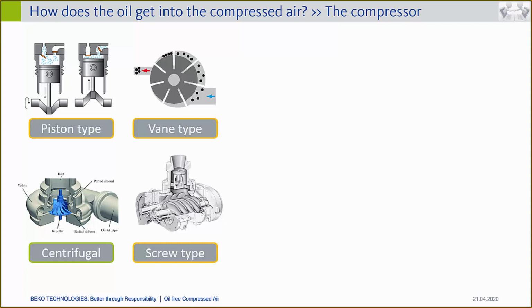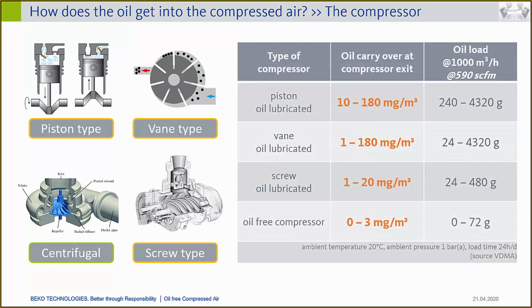So what is now the influence, or what is the oil carryover into the system? That is displayed on the next table that will appear, and the numbers of this table are based on the experience from the VDMA. So here you can see that we have a quite different amount of oil carryover. For example, the piston compressor has up to 180 milligrams per cubic meter, compared to the screw compressor, which would have just 20 milligrams per cubic meter. So in fact, the piston compressor has an almost 10 times higher oil carryover into the compressed air system than the screw compressor.